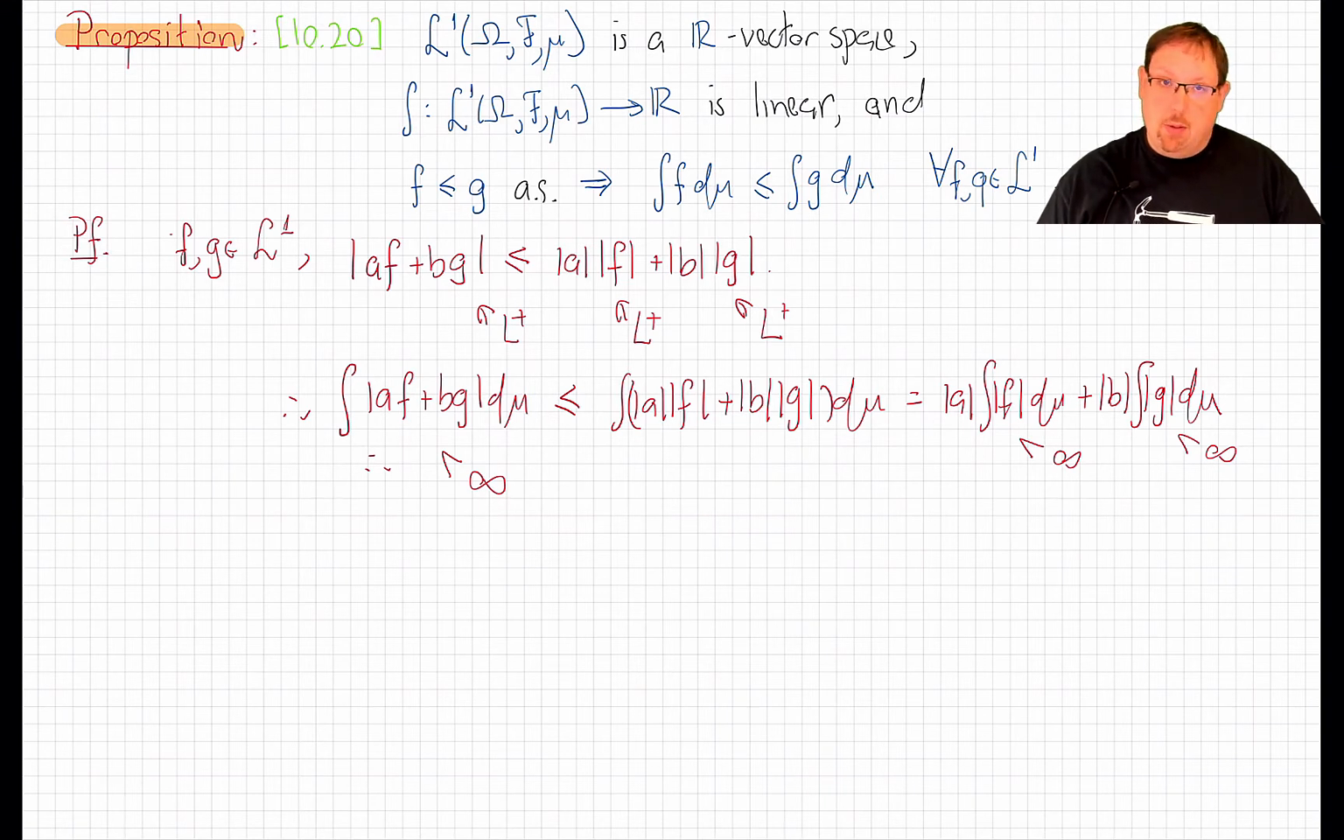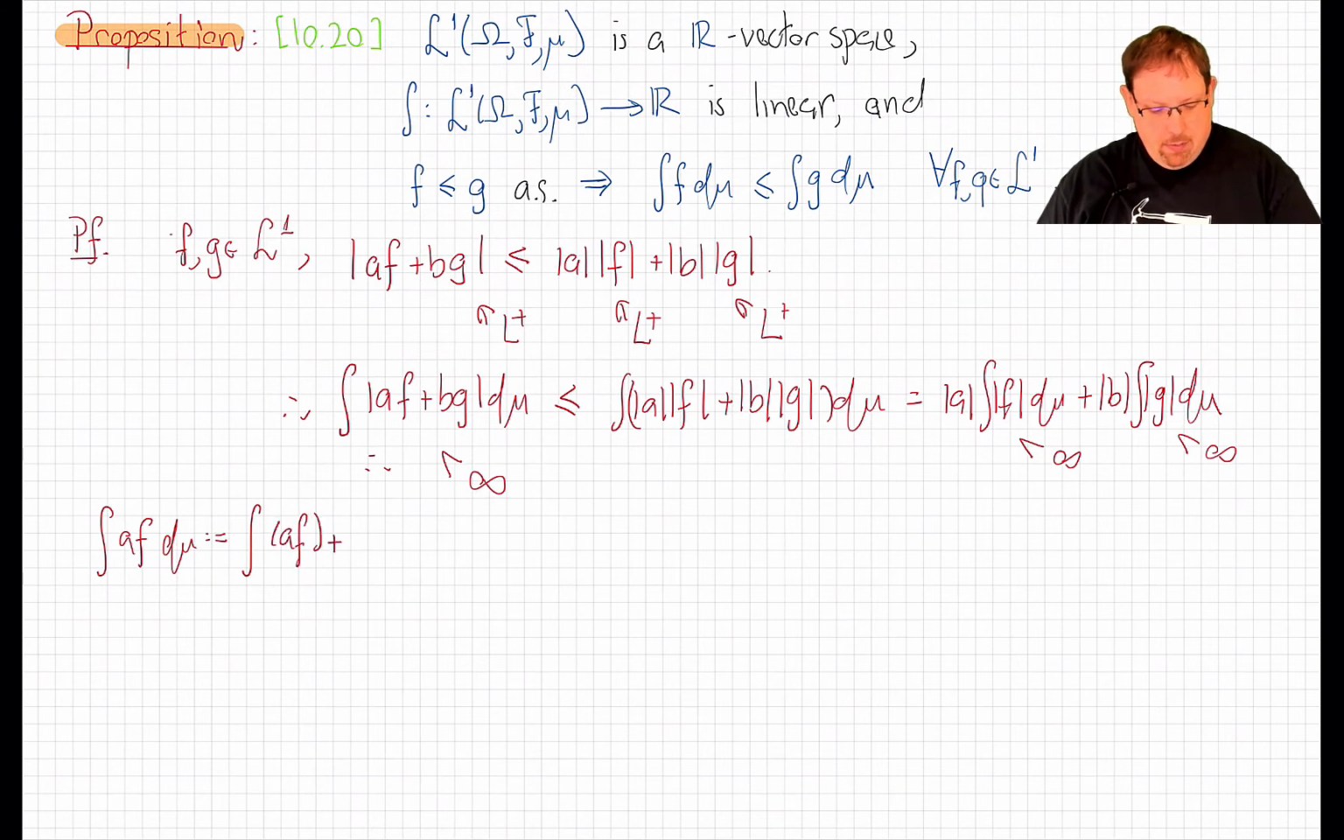That shows that L1 is a vector space. As for the linearity of the integral, if we integrate af, well, by definition, we have to write af in terms of its positive and negative parts. So that's defined to be the integral of the positive part of af minus the integral of the negative part of af. Now, what's the positive part of af?